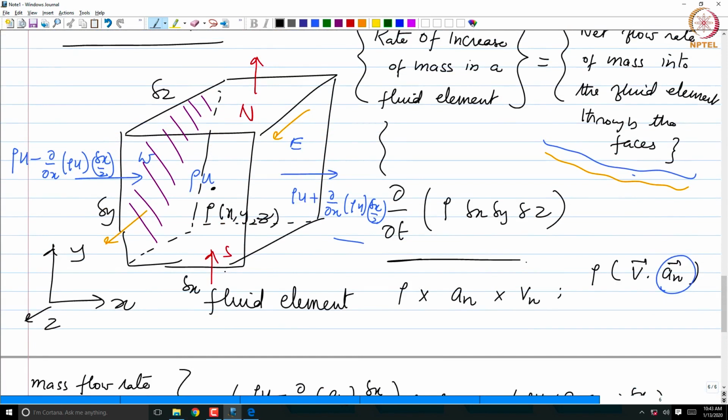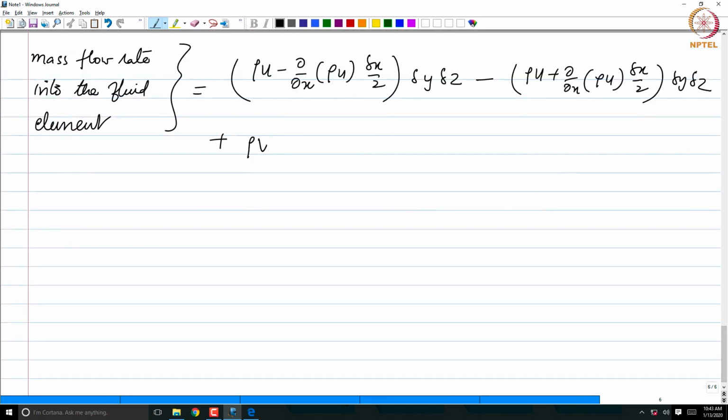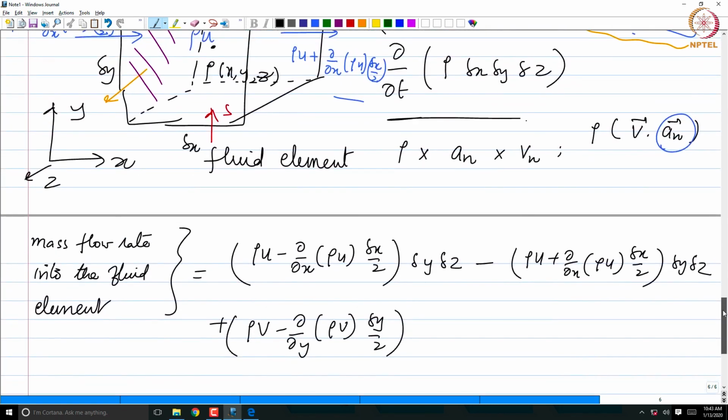So we have to consider the velocity that is normal to the surface. Normal to the surface, the velocity component is v, and v is represented here. So it will be rho v minus partial y of rho v times delta y by 2, since I'm coming in the y direction. Times what would be the cross-sectional area? Delta x, delta z. So that is essentially this cross-section area that we have, that is this guy.